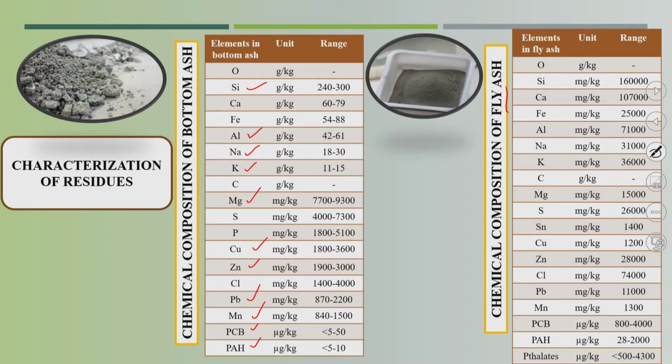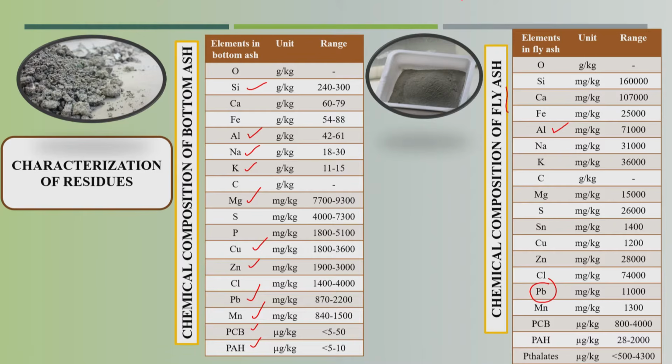So, this is for the bottom ash, and this is another table for the fly ash. In the fly ash, you see a very large concentration of metals, and if you compare with the bottom ash, the concentrations in the chemical composition are very high. You see here the manganese lead concentration is 11,000 milligram per kg. So, it is a very high concentration of metal. Here the aluminum is 71,000 milligram per kg.